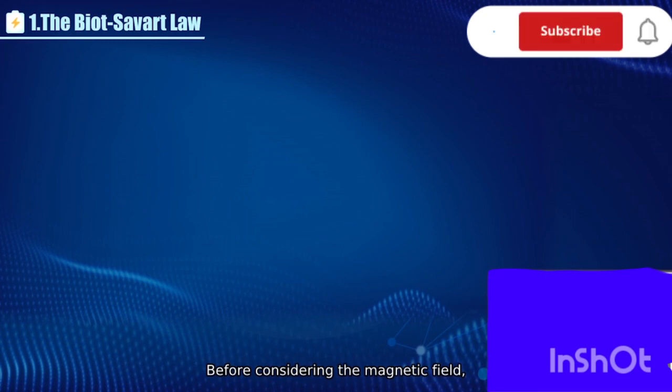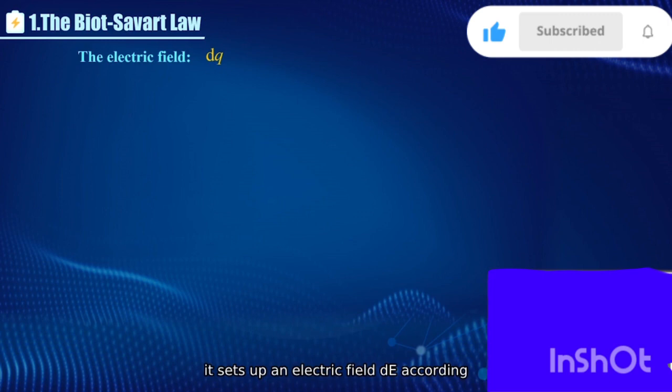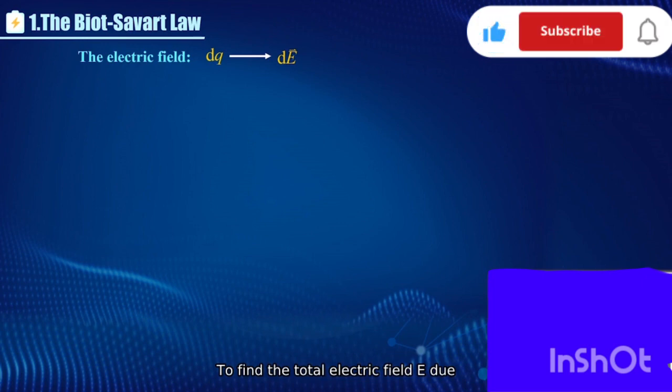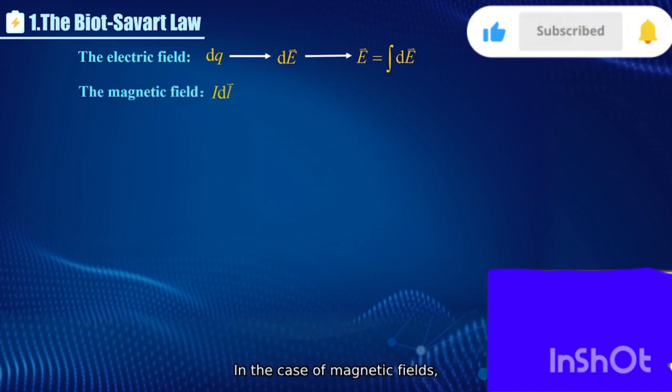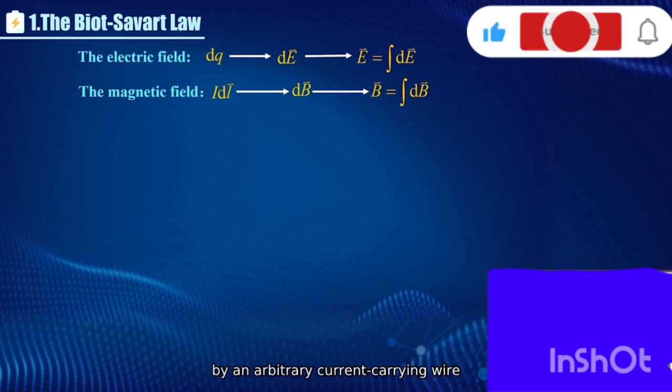Before considering the magnetic field, let us first review the analogous procedure for calculating electric fields. We consider a charge element dq. It sets up an electric field dE according to Coulomb's law. To find the total electric field E due to the entire distribution, we just integrate over Q according to the superposition principle. In the case of magnetic fields, if we know how the current elements produce magnetic fields, then the total magnetic field generated by an arbitrary current carrying wire can be calculated.